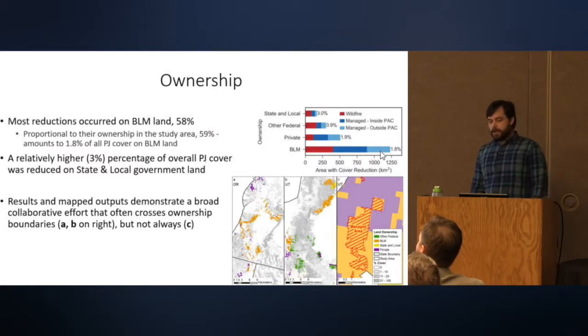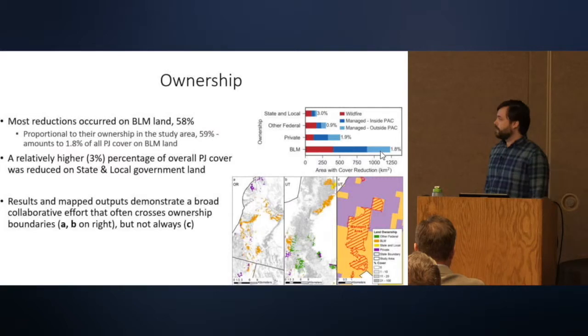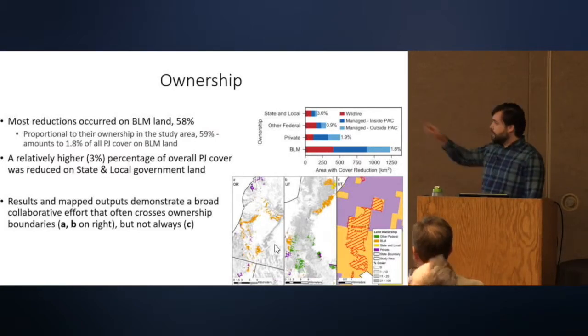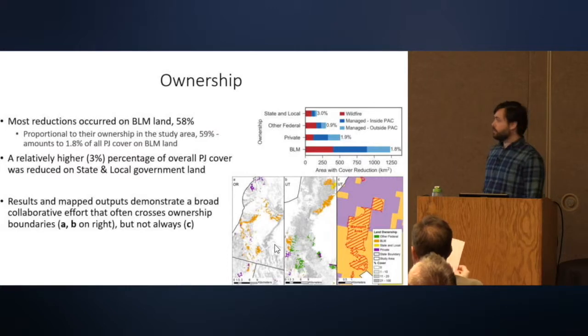And overall, just looking at these ownership results, we can see that this really represents a collaborative effort. And if we zoom in on particular areas, we can see that these removal efforts often cross ownership boundaries. So if you look at this map on the bottom right here, there's a couple panels, A and B, where all of the colored regions represent areas of conifer reduction. And the different colors correspond to different ownership categories.